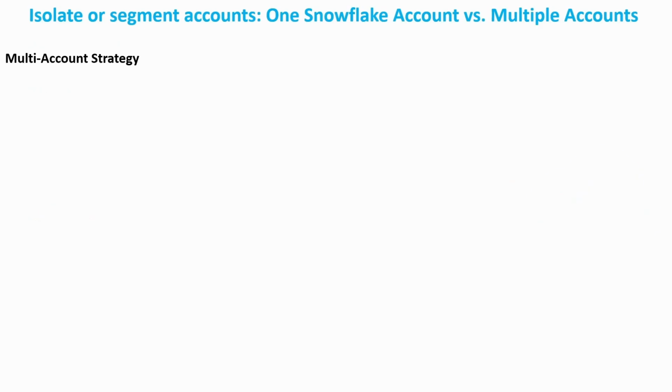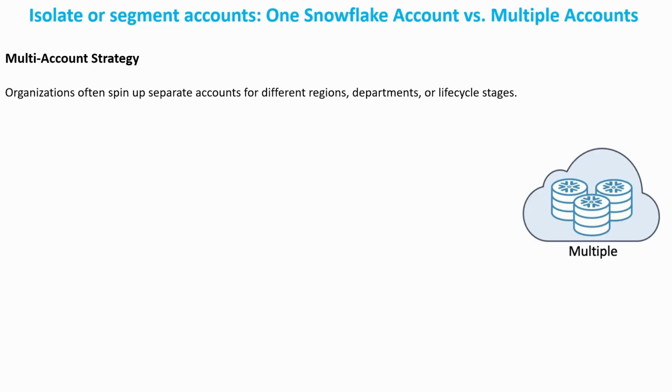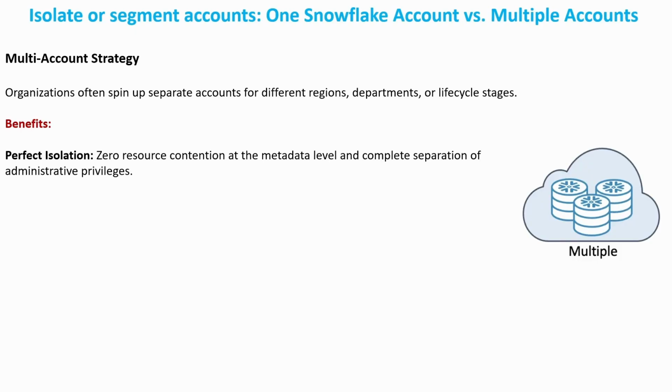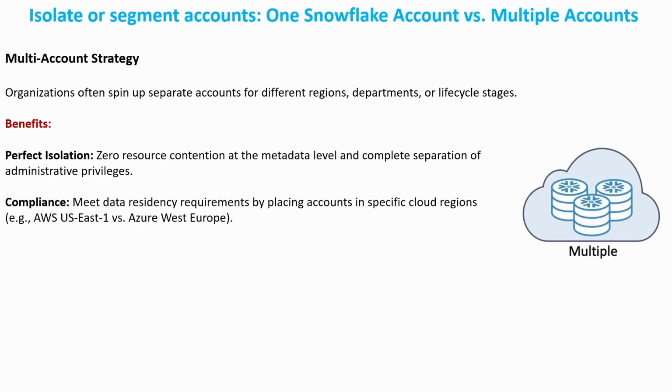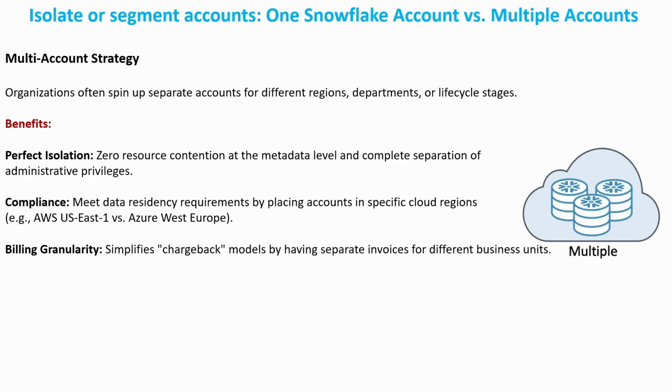Next up is the multi-account strategy. Organizations often spin up separate accounts for different regions, departments, or life cycle stages. If we talk about benefits, the first benefit is perfect isolation, because it has zero resource contention at the metadata level and complete separation of administrative privileges. The next benefit is compliance. It meets data residency requirements by placing accounts in specific cloud regions, for example US East 1 or Azure West Europe. Third is billing granularity. It simplifies chargeback models by having separate invoices for different business accounts.